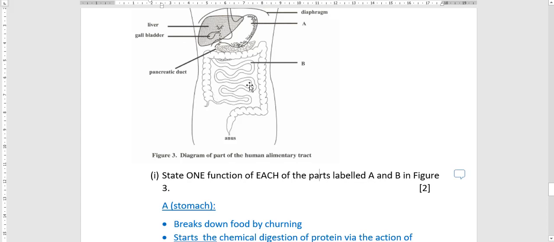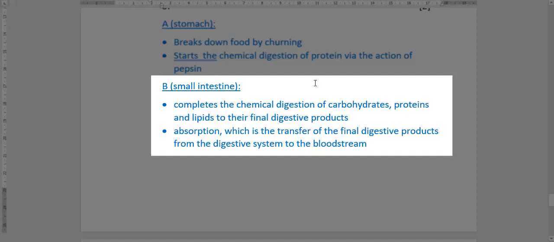And this one, the function of it is to complete the chemical digestion of carbohydrates, proteins, and lipids to their final digestive products. So that's where all the carbohydrates that you ingested would have been converted to monosaccharides such as glucose. Your proteins would have been broken down to amino acids, and lipids would have been broken down to fatty acids and glycerol.